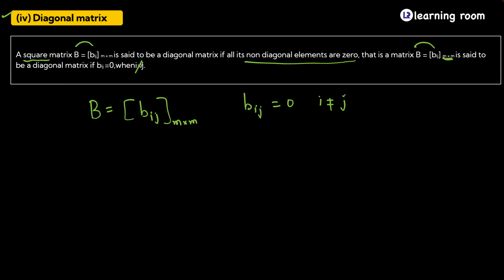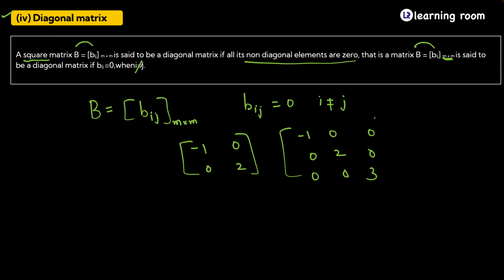Okay, so how is it represented in the standard form? Observe. If I take -1, 2 and I write 0 and 0, this is an example of a diagonal matrix. Similarly, if I write -1, 2, 3, 0, 0, 0, 0, 0, 0. More than concentrating on diagonal elements, you need to concentrate on the non-diagonal elements. All the non-diagonal elements should be 0. If it is 0, you call that matrix a diagonal matrix. So these two are examples of diagonal matrix.